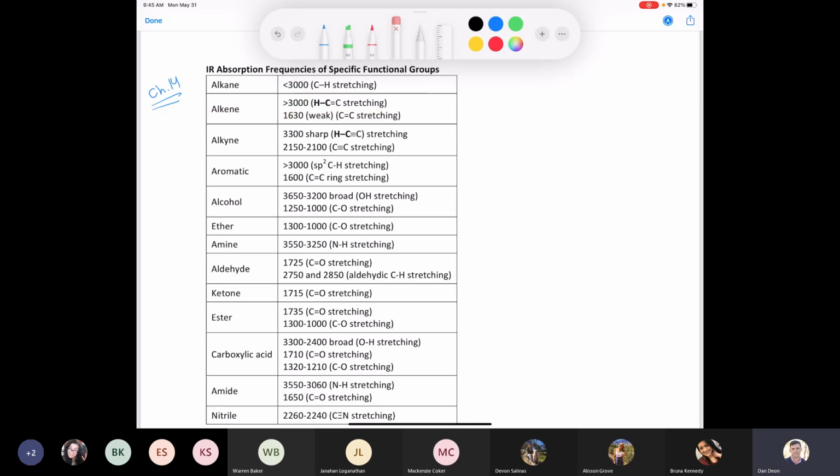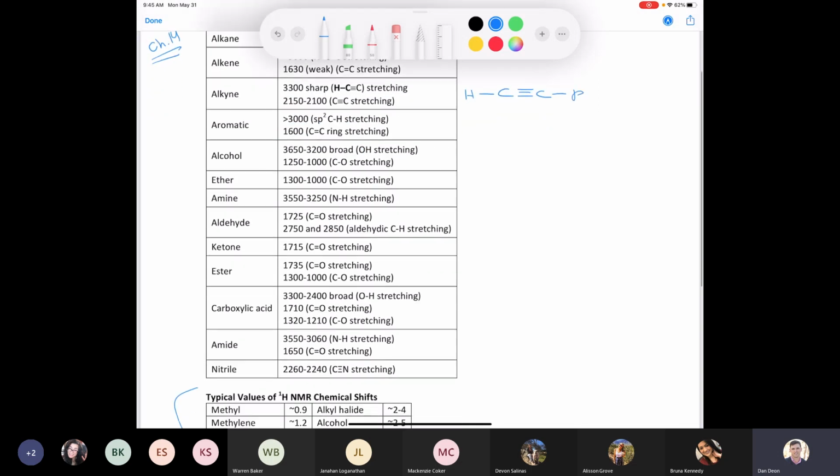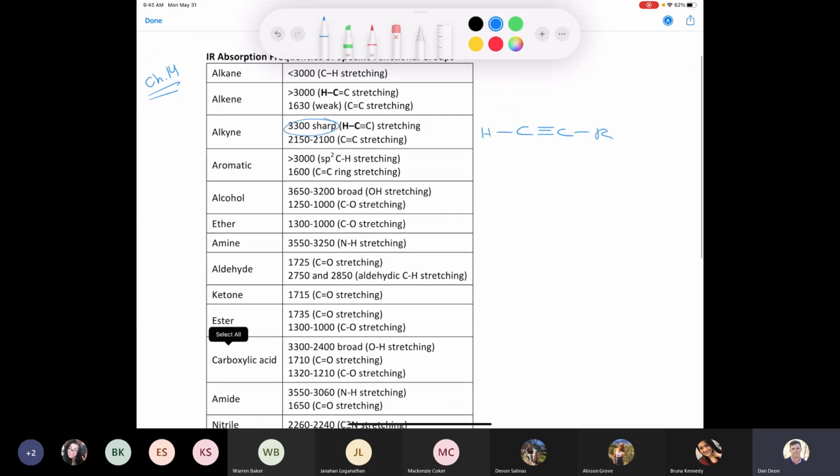Now, what about an alkyne? So if we have an alkyne, for example, if we have a triple bond like this, we're going to get an absorption around 2,100 to 2,150 reciprocal centimeters. If we have the sp hybridized carbon-hydrogen bond, that is going to absorb around 3,300. So something to look for there. Next is aromatic. So an aromatic ring. If you have an aromatic ring that looks like this, you're going to have a lot of sp2 hybridized carbon-hydrogen stretches. So again, those come just above 3,000 in the 3,100 neighborhood.